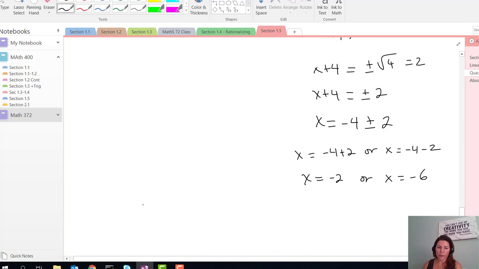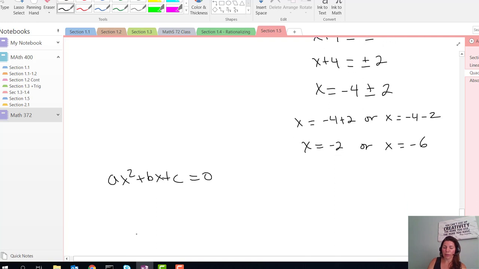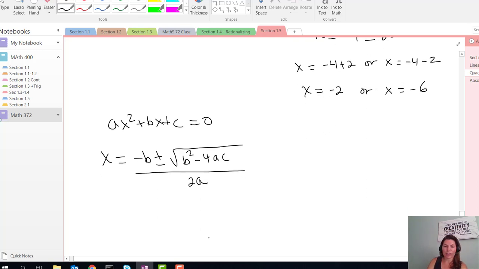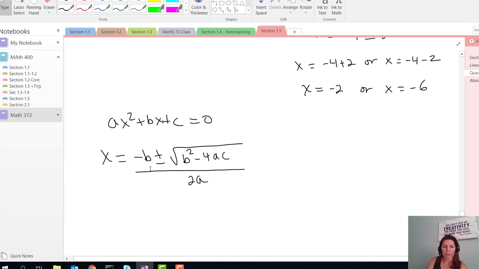Now if you complete the square on ax squared plus bx plus c equal to 0, you are going to get the quadratic formula. So what is the quadratic formula? The quadratic formula says x equals negative b plus or minus the square root of b squared minus 4ac, all over 2a.